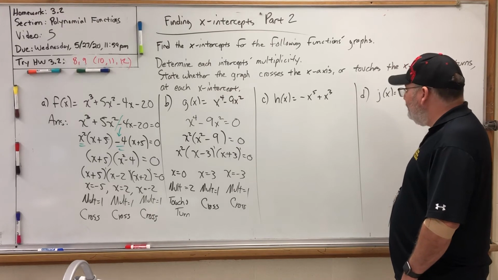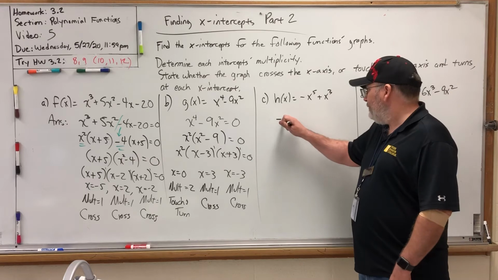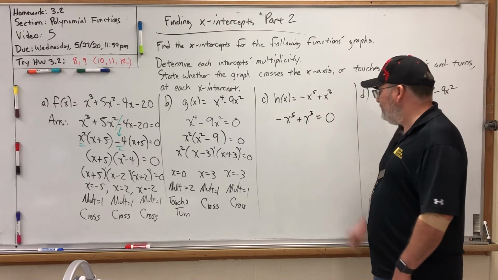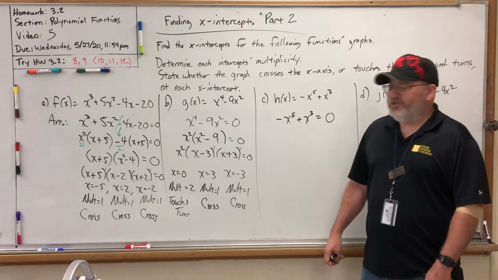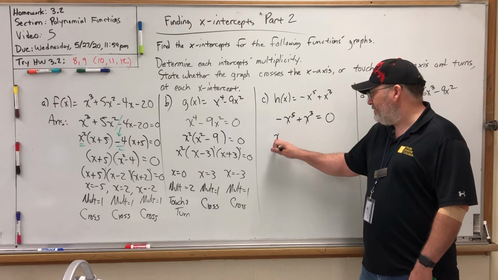What about C? H of x equals negative x to the 5th plus x to the 3rd. Well, not to sound like a broken record, but we do the same thing. We just get different results. First move, is there a GCF? And the answer is yes. All of these have x's, and they all have 3 x's in common.